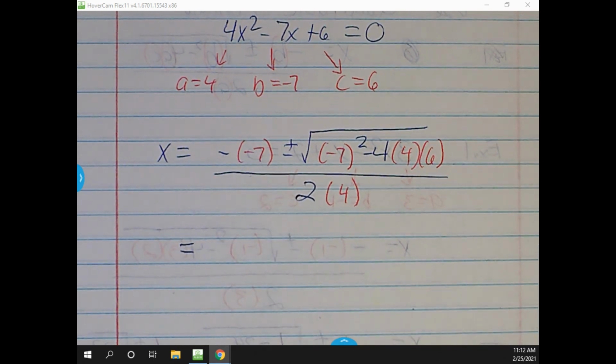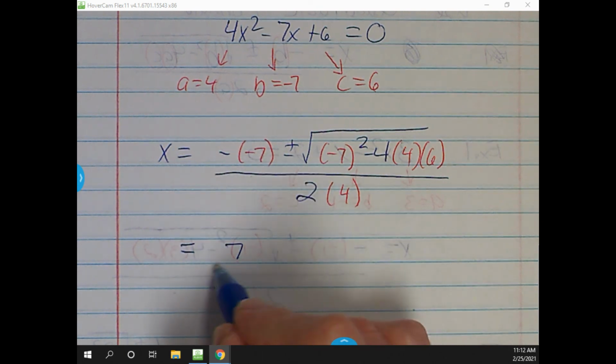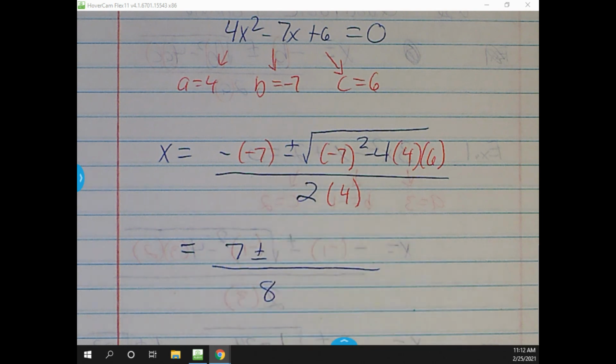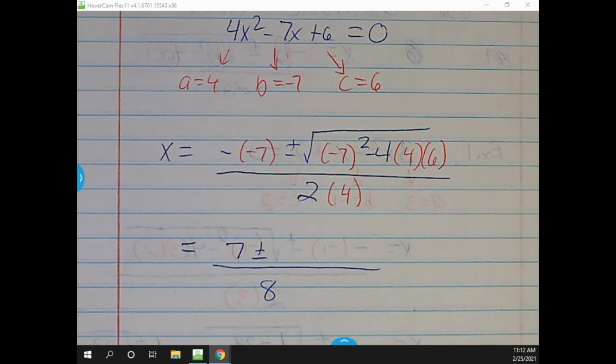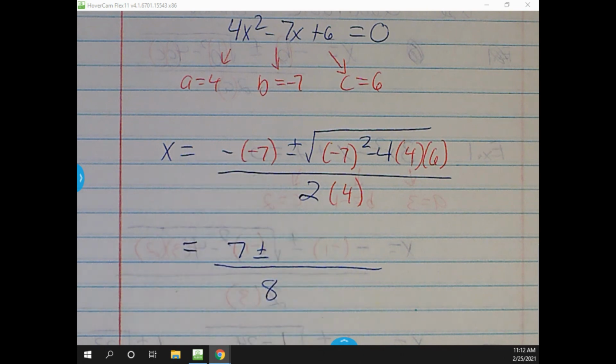Okay, let's get the 2 easy things out of the way. You've got a minus a negative again, so that's going to make that a 7. 2 times 4 is 8. Okay, and those 2 things usually should be that easy. You change the sign, and then you multiply by 2. So that part's the easy part.